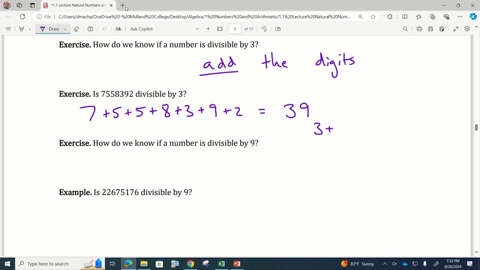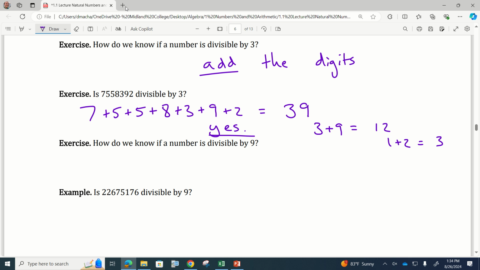Then I can say, well, 39, add those digits. Whenever you're done adding the digits together, if you have a 3, a 6, or a 9, if you have a multiple of 3, then you're good. The original number was a multiple of 3, or divisible by 3, right? So the answer to this question is yes. It's divisible by 3 because whenever I added the digits together, I got something that was divisible by 3.